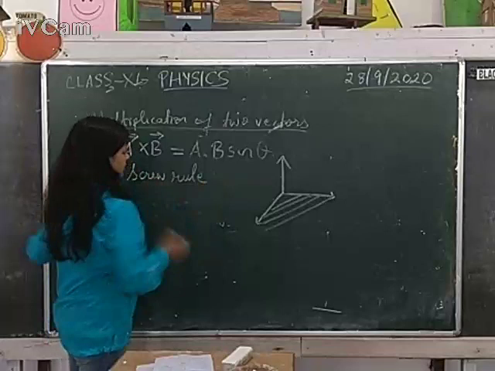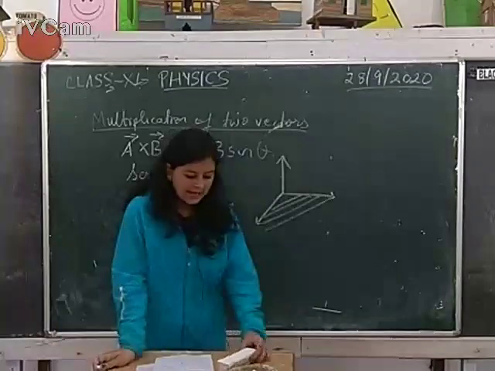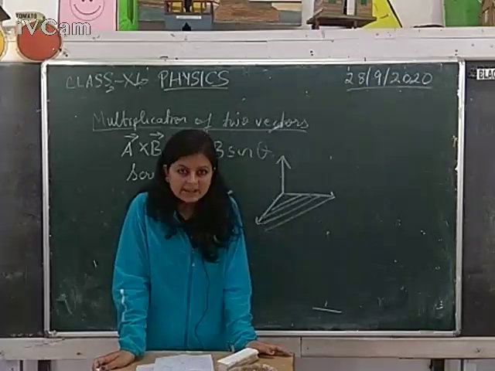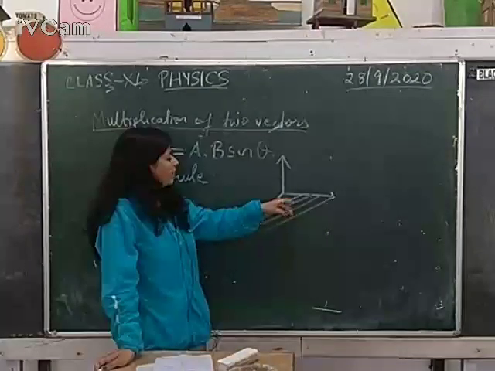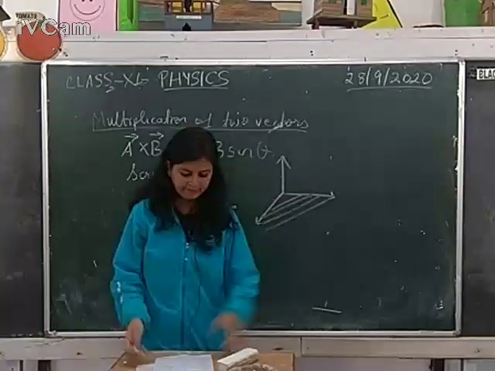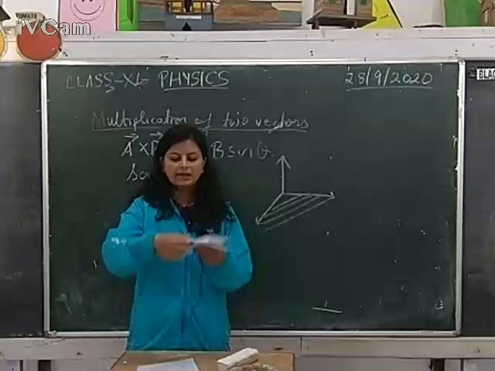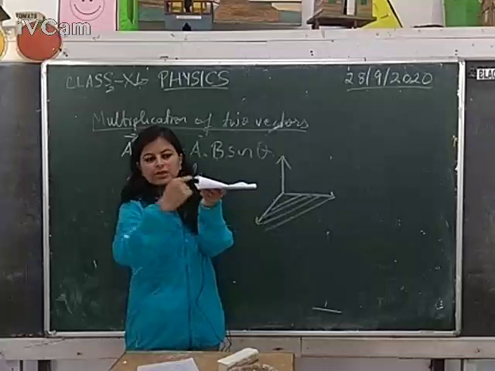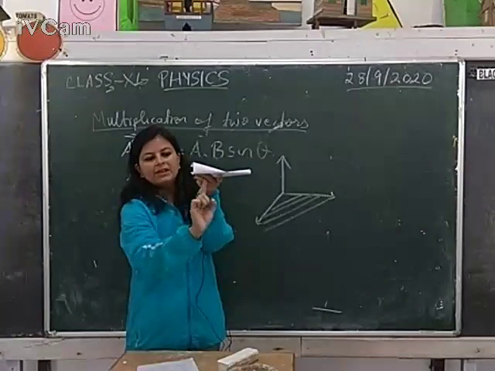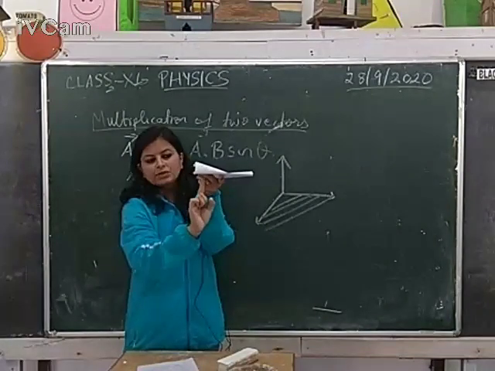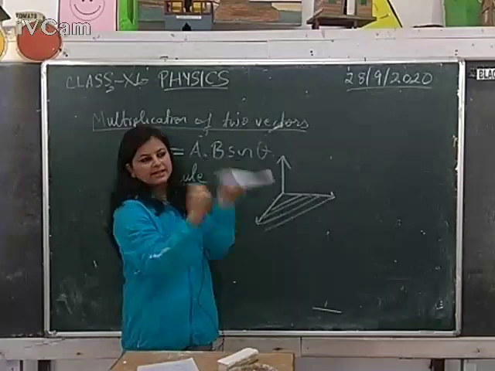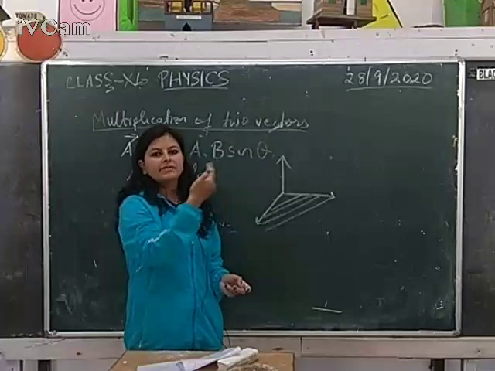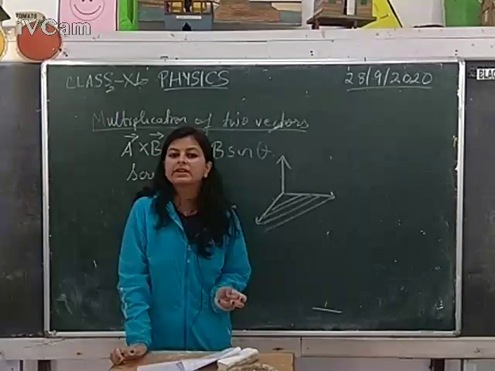Screw rule: imagine tightening or loosening a screw in the direction from one vector into another. If this is my vectors' plane, I will take the screw in this manner and try to tighten it. If A is here and B is here, for A cross B the screw will be moving from this direction to this direction, like this. In doing so, the resultant vector will be in the direction wherever the screw is moving.